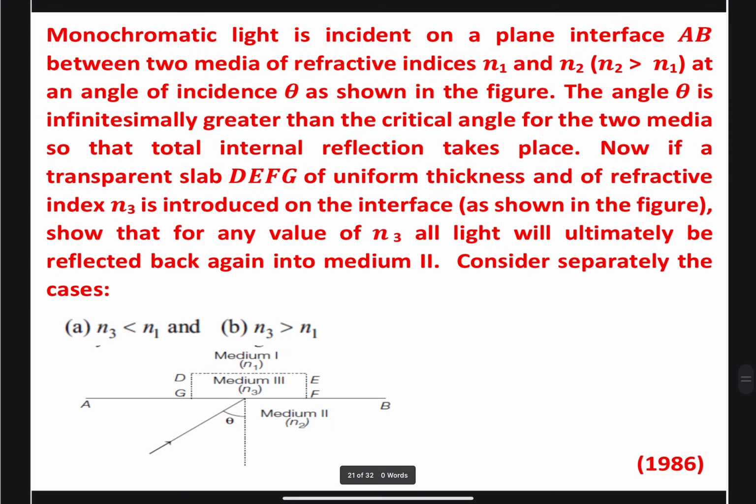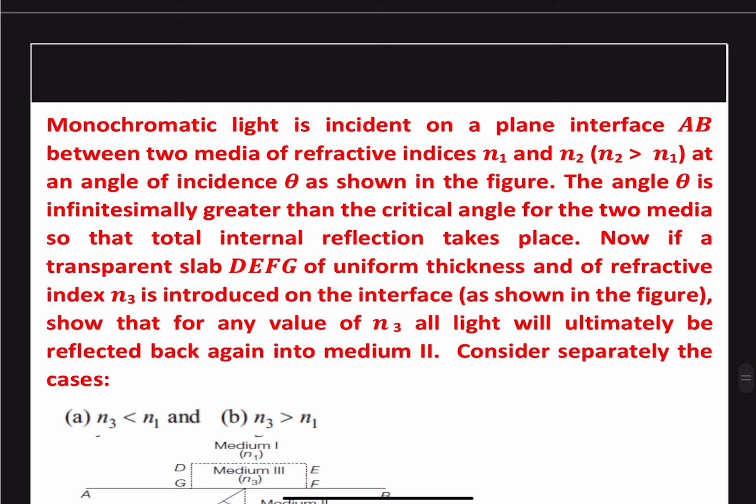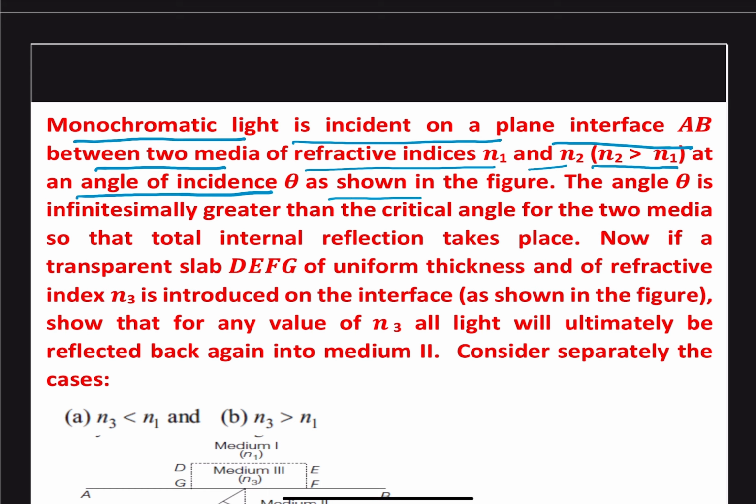We come to the next question, and it was asked in the year 1986, and it states that a monochromatic light is incident on a plane surface AB between two media of refractive index n1 and n2, where n2 is greater than n1, at an angle of incidence theta as shown in the figure. The angle theta is infinitesimally greater than the critical angle for the two media, so that total internal reflection takes place.